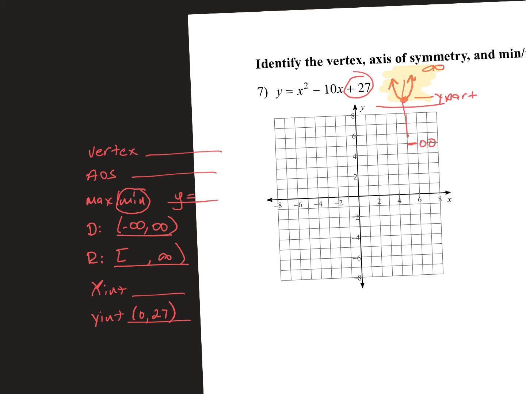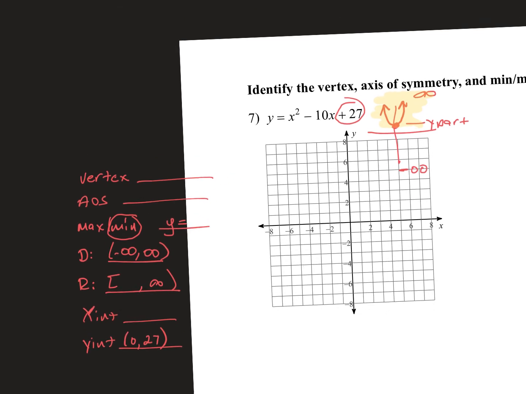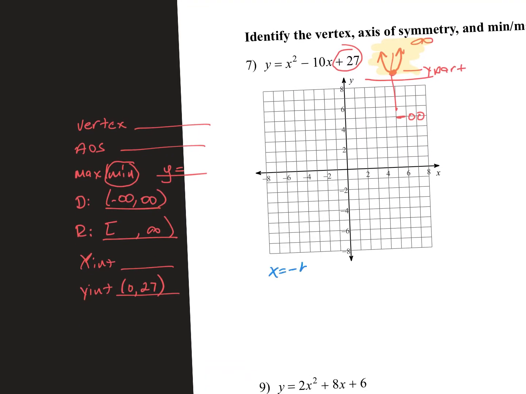Now, if I'm going to try and find the vertex, there's a tiny little formula that we use. It's x equals negative b over 2a. We find the x part of the vertex, which is the axis of symmetry. Then we plug back in to find the y. So in number 7, a is 1, agreed. b is negative 10, and c is 27. So for negative b, I have negative negative 10 over 2 times 1. What's 2 times 1? 2. So I have 10 over 2, which is 5. So my axis of symmetry is at x equals 5.